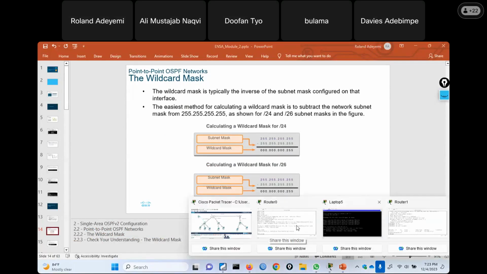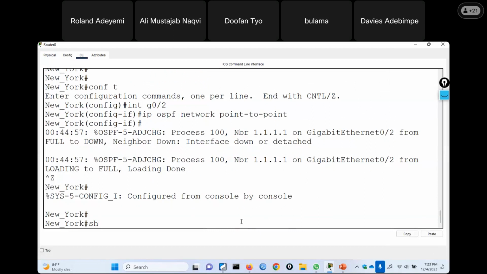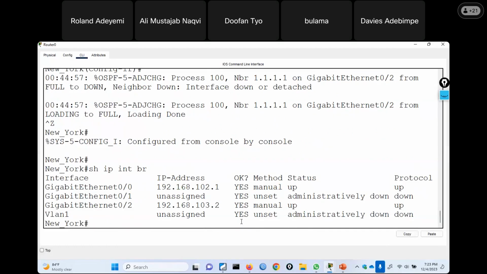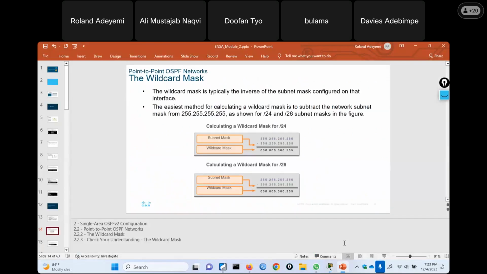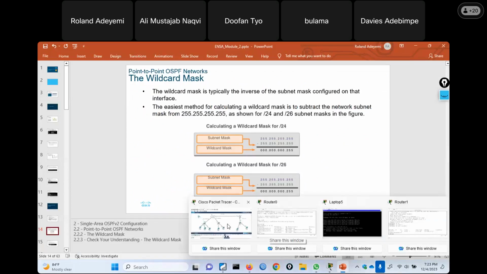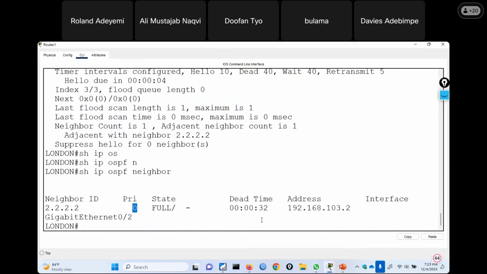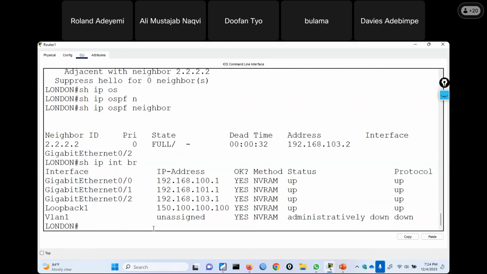Remember, we have a loopback interface on this router. Show IP interface brief. Is this? Oh, okay, I think it's on London. Sorry. The loopback interface is on London. That interface, we did not advertise it in OSPF. That IP address. Show IP interface brief. Look at this loopback here. What if I want this loopback interface address to be sent to New York? I have to advertise it under my OSPF.